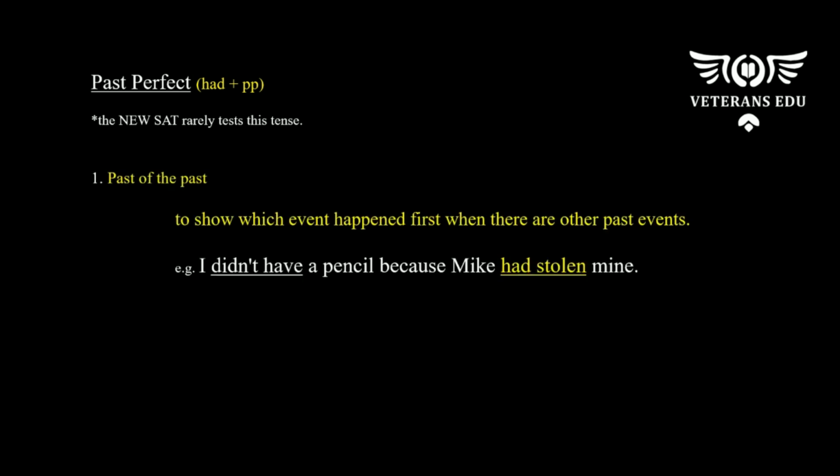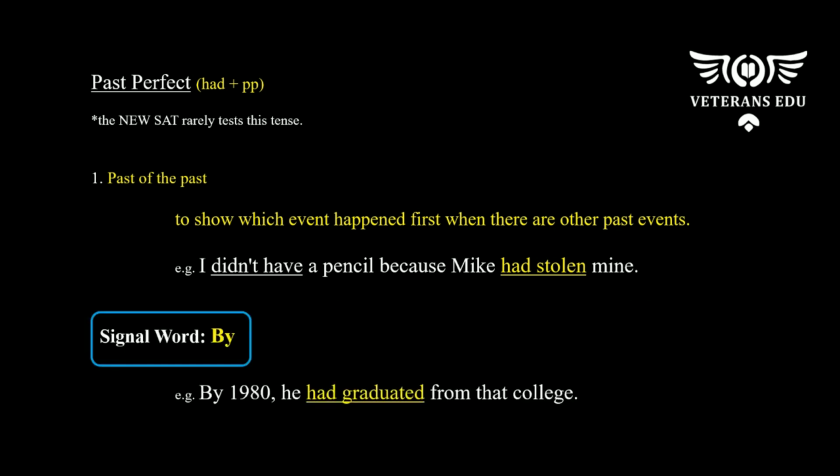The past perfect tense, which is composed of the verb had and a past participle, is used to show an event that happened first when there are other past events. For example, in the sentence "I didn't have a pencil because Mike has stolen mine," the past perfect tense shows us which event happened first. Like the present perfect tense, the past perfect tense also has a signal word. The word by often tells us that past perfect is needed.